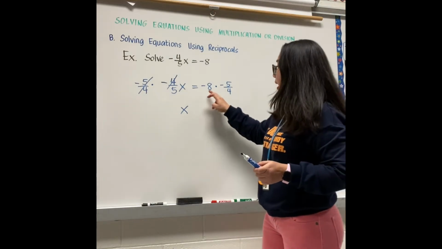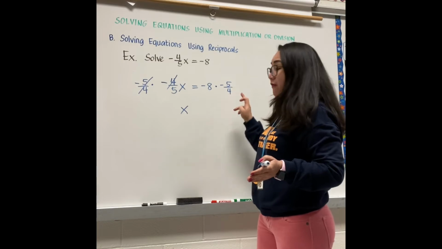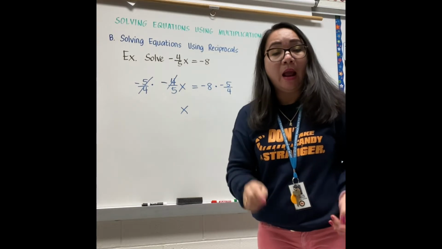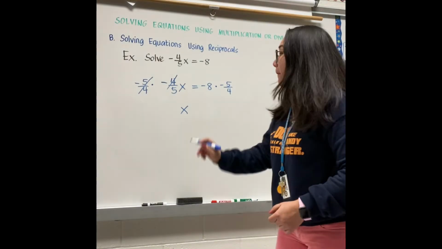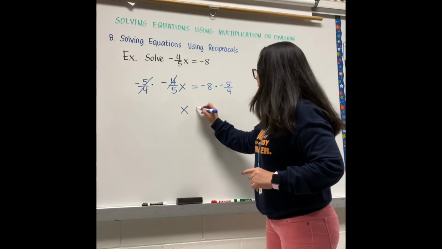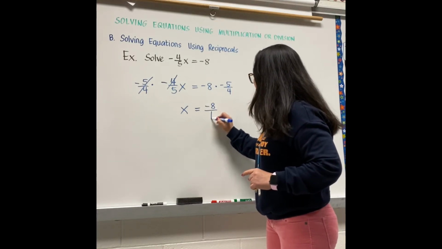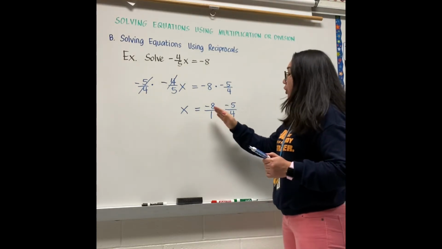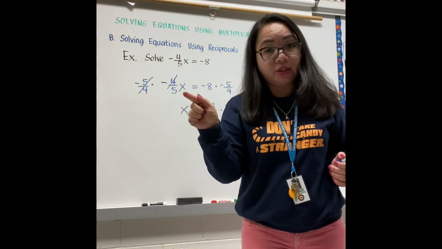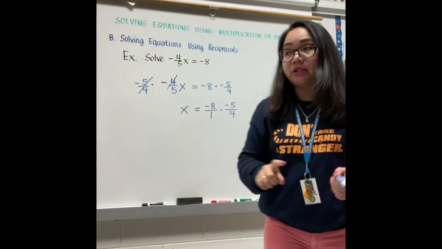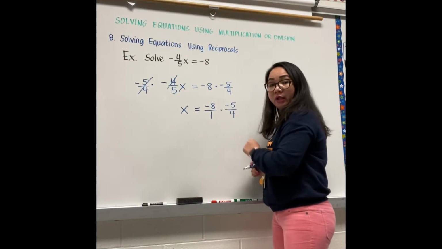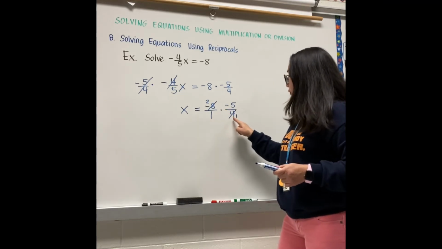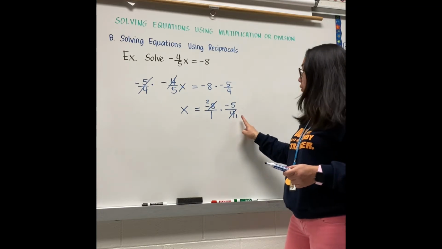Now you notice that negative 8 is a whole number and negative 5/4 is a fraction. Now when you multiply a whole number and a fraction, make your whole number a fraction by putting 1 under it. So this will now become negative 8/1 times negative 5/4. And now you can multiply the numerator straight across and the denominator straight across. But in this case, you can cancel out 8 and 4, which will give you 2, and here 1. Because 8 divided by 4 is 2, and 4 divided by 4 is 1.